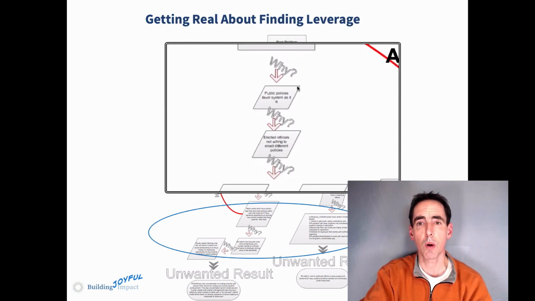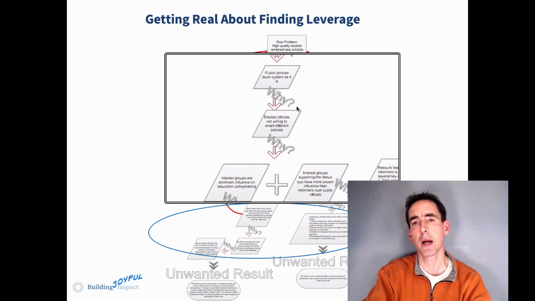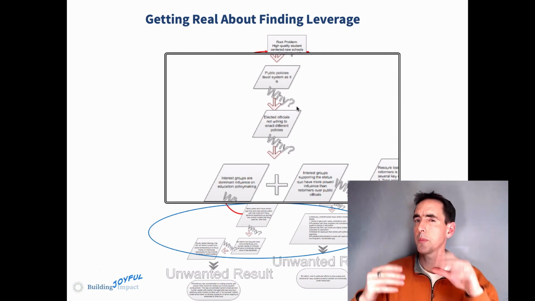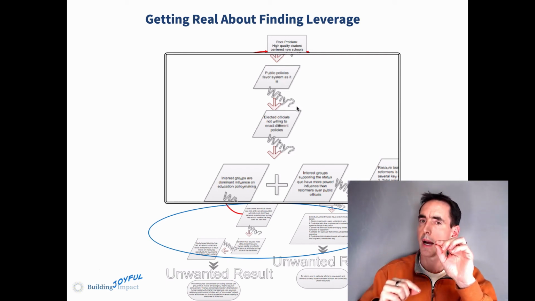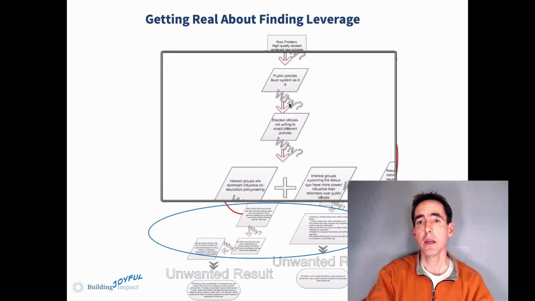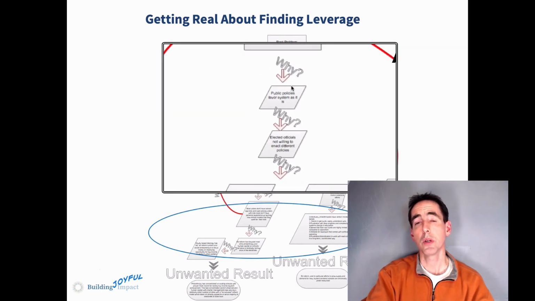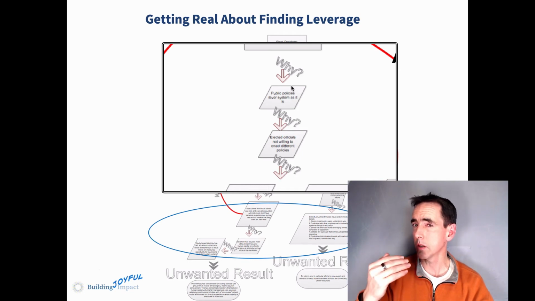So you ask the first why, and in this case, public policies favor the system as it is. Well, why do those public policies favor the system as it is? Because elected officials are not willing to enact different policies. Again, these answers may seem super simple, but you want to make just one leap of logic in between each of these steps. That's important. And this is only going to be as good as your leaps of logic. So it is very valuable to do this with a group of people so that you're testing, hey, are we sure that that's really true?